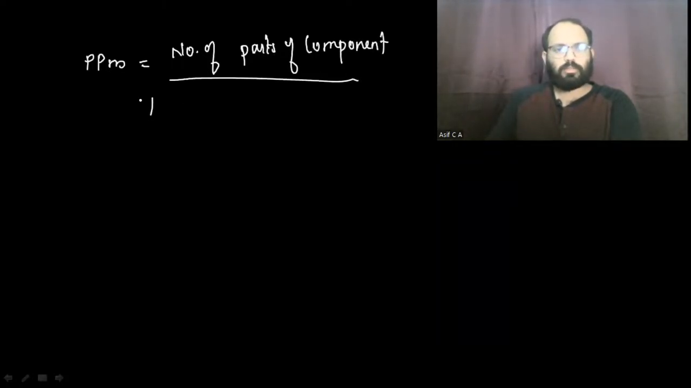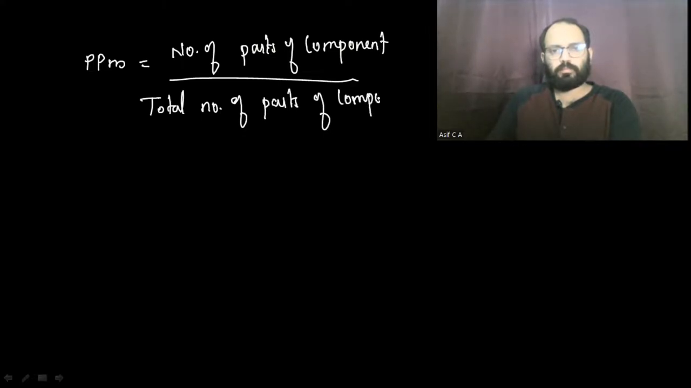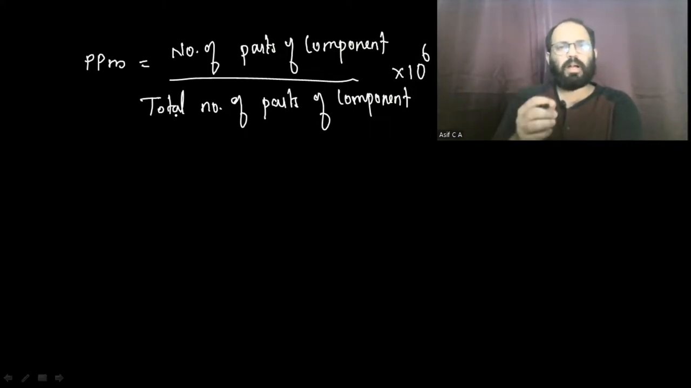divided by the total number of parts of all components, into 10^6. This is what ppm is. ppm stands for parts per million. If your solute is in a very, very small quantity, we use the number of parts of the component by the total number of parts of all components, into 10^6.